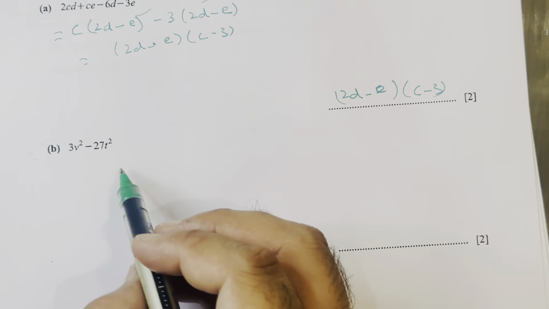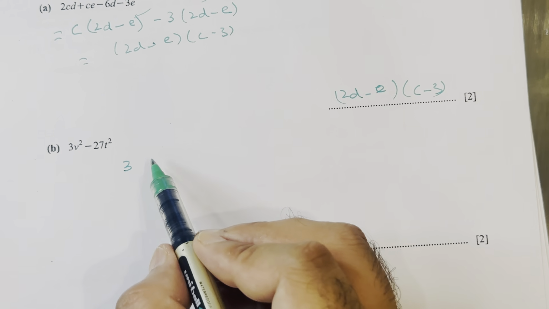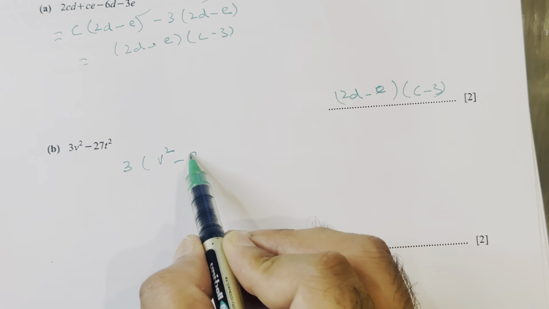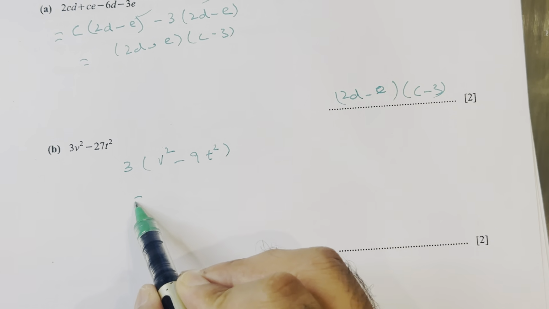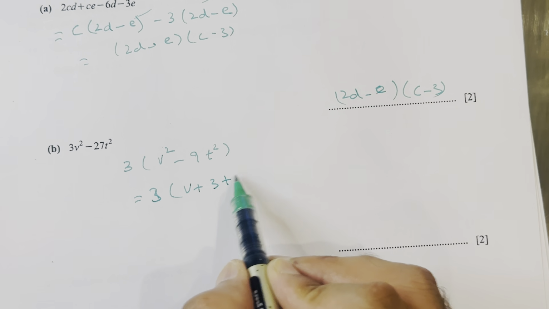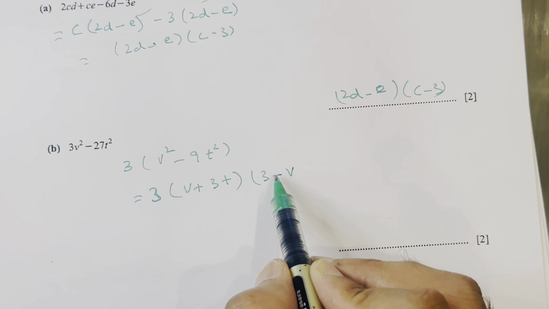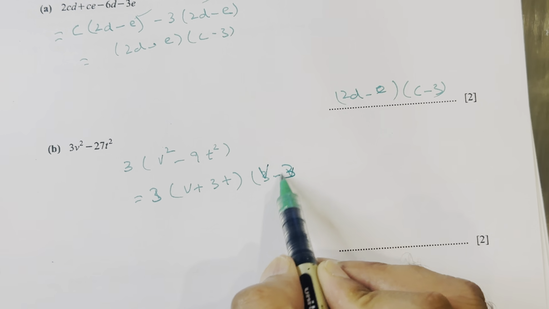Next, we need to also factorize this: 3v square minus 27. First you're going to take the common factor 3. The answer will be v square minus 9. Then apply the formula of a square minus b square. Write it down like that. This would be our answer.